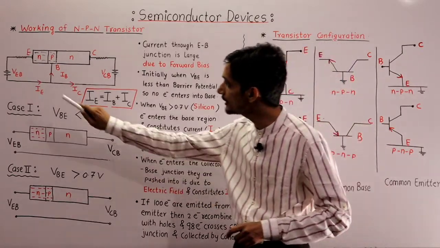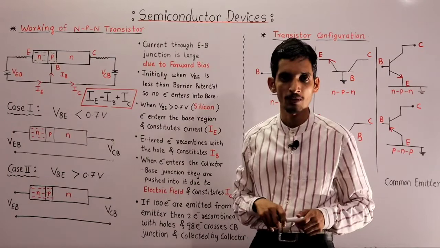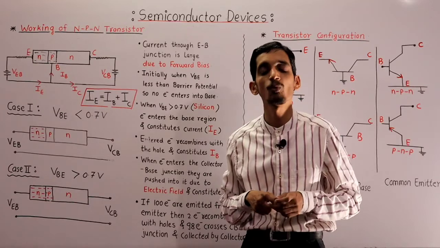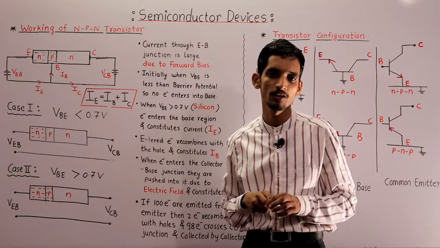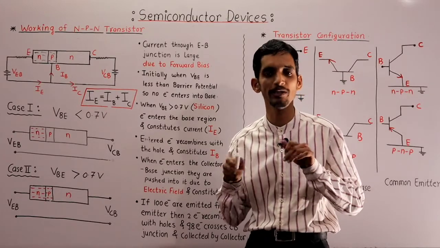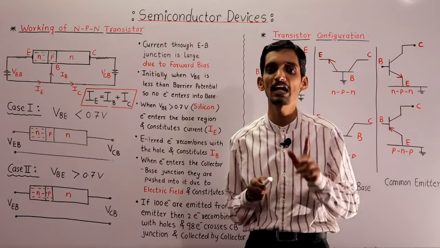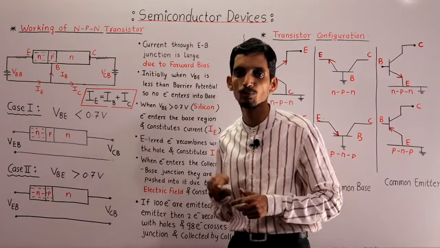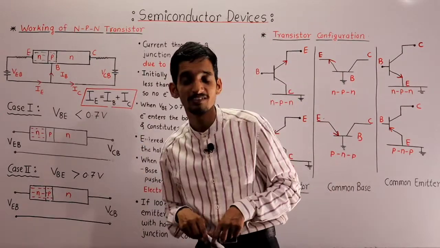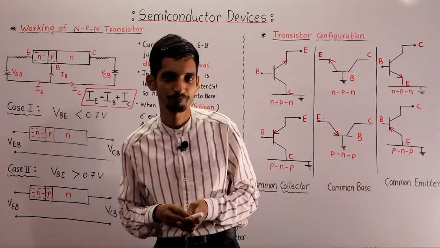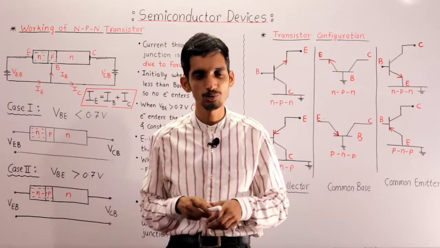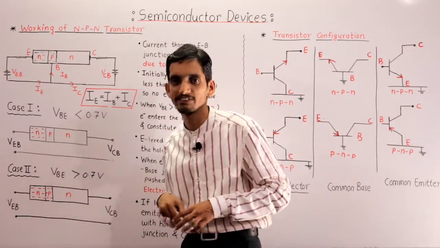Suppose 100 electrons are emitted by the emitter. These 100 electrons enter into the base. As the base is thin, what happens? Out of 100, 2 electrons recombine with the holes inside the base. So how many electrons are now remaining? 98 electrons enter into the collector, and these 98 electrons are collected by the collector. That's why the area of the collector is large, and it constitutes the collector current. So this is the working of a transistor.